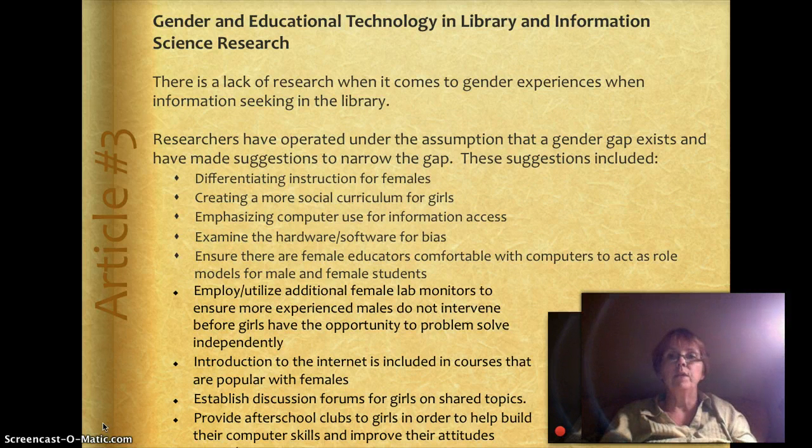There is a lack of research when it comes to gender experiences when information seeking in the library. Researchers have operated under the assumption that a gender gap exists and have made suggestions to narrow the gap. These suggestions include differentiating instruction for females, creating a more social curriculum for girls, emphasizing computer use for information access, examining the hardware or software for bias, ensuring there are female educators comfortable with computers to act as role models for male and female students, and employing or utilizing additional female lab monitors to ensure more experienced males do not intervene before girls have the opportunity to problem solve independently.